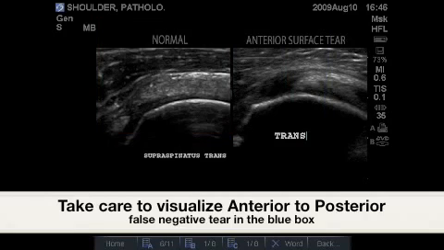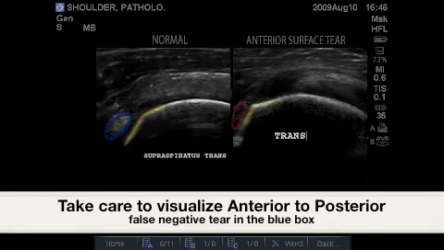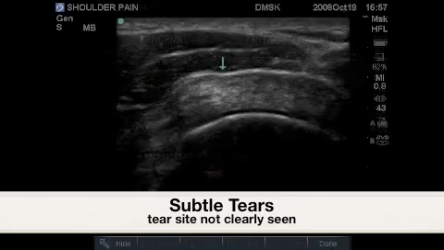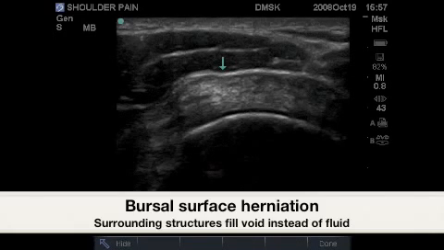Here is a corresponding normal rotator cuff with a normally situated bicep tendon highlighted in blue where the dislocated is in red. In this case, a long axis greater tuberosity would be a better landmark. Subtle intrasubstance tearing is often harder to identify.